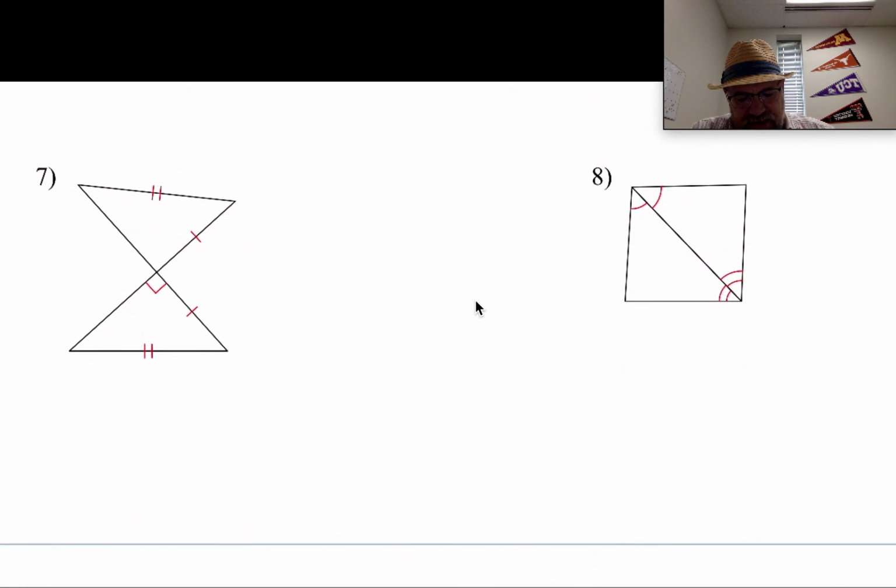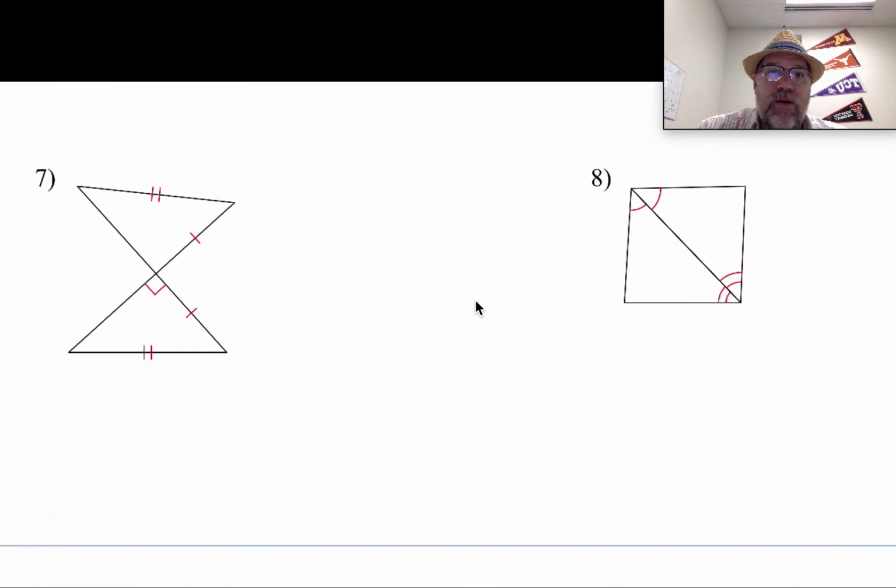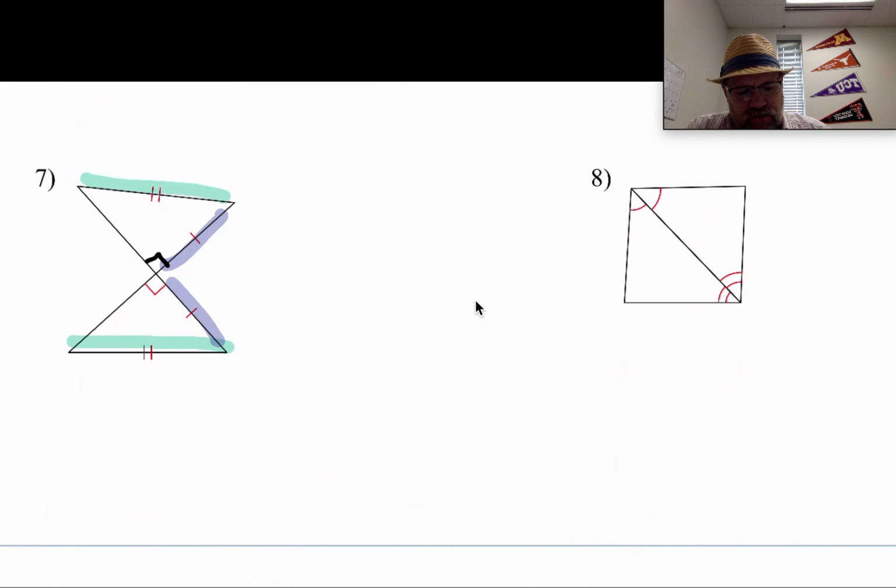All right, moving on to 7. Again, I see that right angle. Bing, bing, bing. I'm like, all right, this is probably going to be hypotenuse leg, except there's only one right angle. Except, if we look a little deeper, these are vertical angles. So actually, those are both right angles. So I'm thinking, I wonder if it's hypotenuse leg. Well, I have a hypotenuse equals another hypotenuse. That's a good sign. And the leg equals another leg. So yeah, I can say these are congruent because of hypotenuse leg congruency.